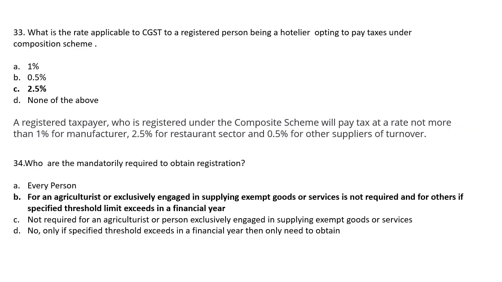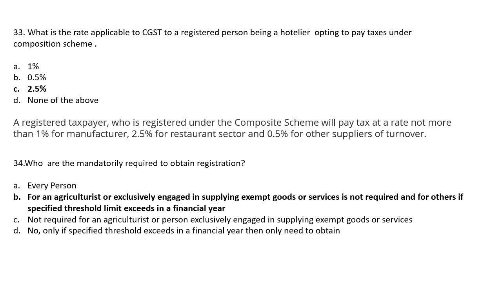What is the CGST rate applicable to a registered person being a hotelier opting to pay tax under the composition scheme? Option A 1%, option B 0.5%, option C 2.5%, option D none of the above. The correct answer is option C, 2.5%. A registered taxpayer under the composition scheme will pay tax at a rate not more than 1% for manufacturing, 2.5% for the restaurant sector and 0.5% for other suppliers on turnover. So our correct answer in case of a hotelier is 2.5%.